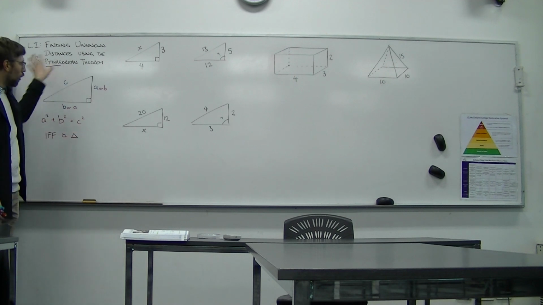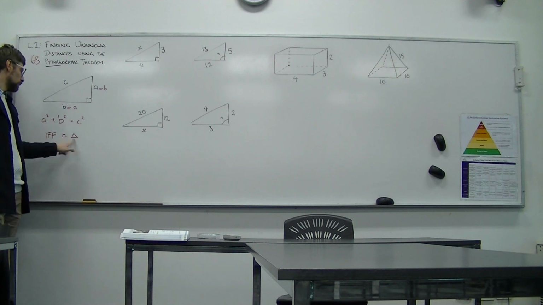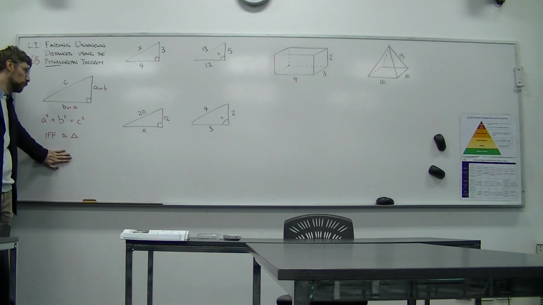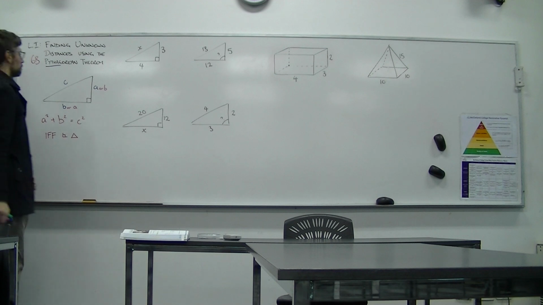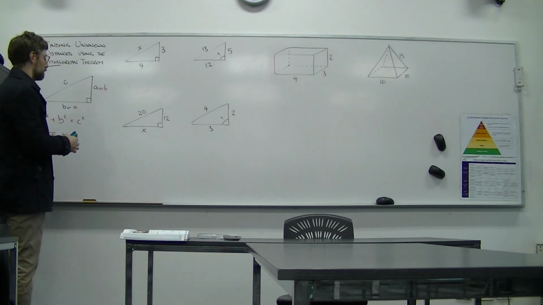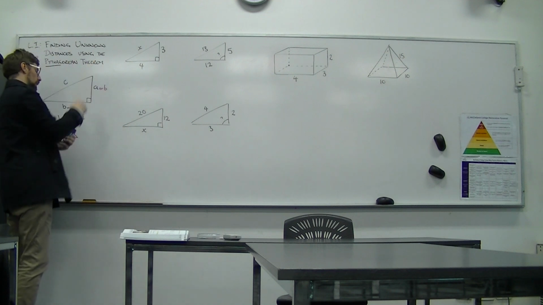Cool. This will only ever work if and only if, hence IFF, that's short for if and only if, you have a right angle triangle. Okay, so only for right angle triangles. Okie dokie. Nice easy warm up stuff. So, I have a right angle triangle, so I'm okay to use Pythag. I want to get that last side.